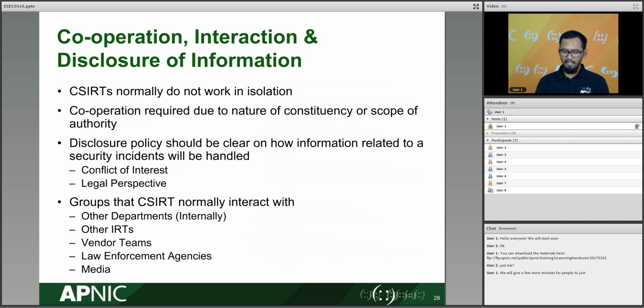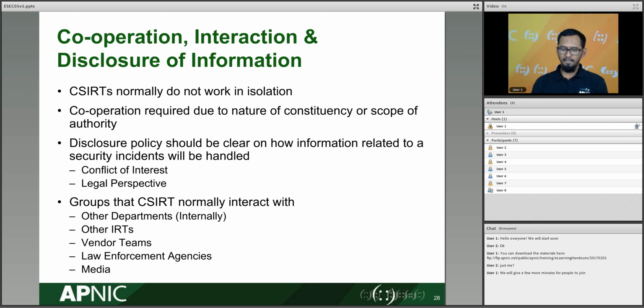So the last thing that I want to talk about when it comes to a CSIRT, and this is a very, very important point, is that normally CSIRTs do not work in isolation, and therefore cooperation is normally required, right? At least in terms of information sharing or asking for a favor for a particular action to be taken, right? We'll touch a bit more on this in one of the scenarios later on.